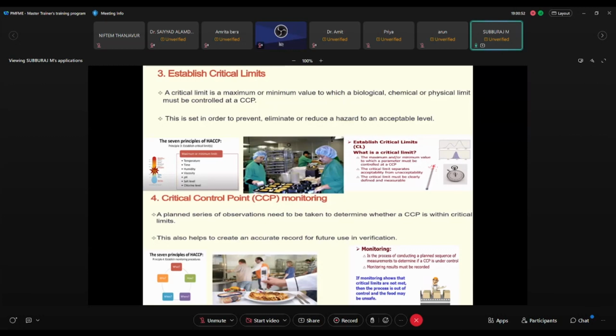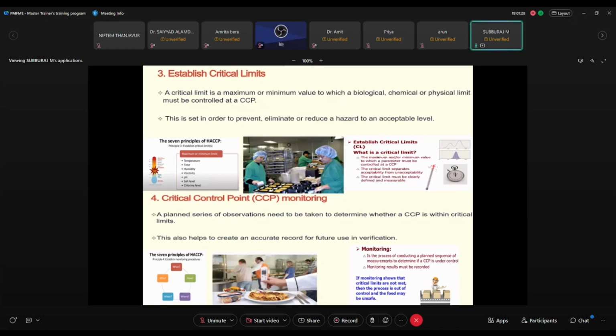So what is the minimum value? The minimum value is BDL, below detectable level. We have to put that there. The maximum shouldn't exceed 0.05. If it is exceeded, what happens? There are two ways. Sometimes some of the elements we can remove. Some of the elements we cannot remove. If it is not removed, we can dilute it and bring the value down, then it's okay. If it is not possible, then we have to dispose of the material.